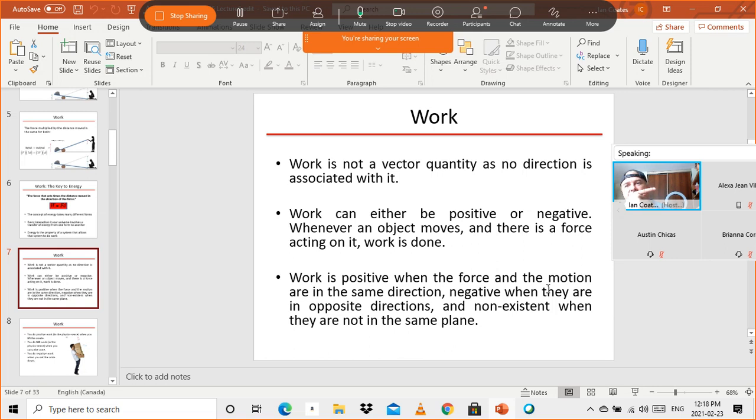So let's say I'm pushing the box this way, but the force of friction, okay, that's underneath on the floor, is pushing this way. All right, negative force. And so you just add them as you would normal negative numbers, right? And non-existent when there isn't any. If there's no force being applied, that's it.